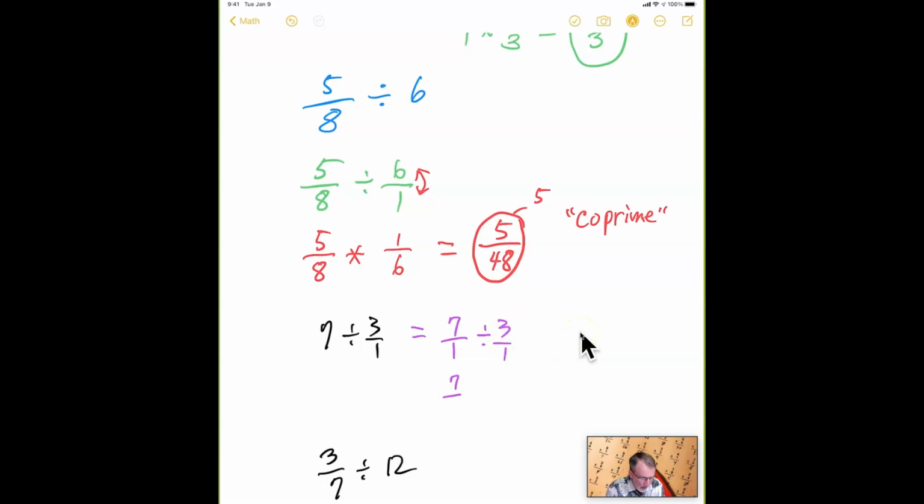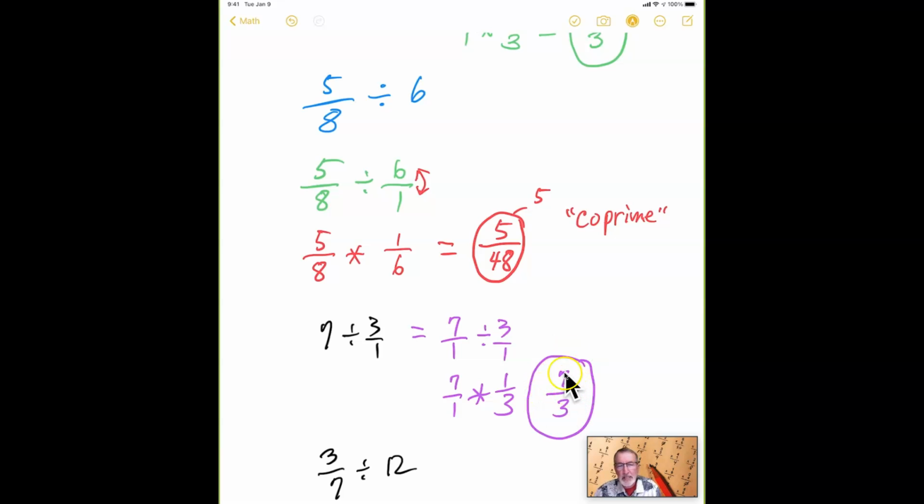So 7 over 1 is the same. We go to multiplication and then we write the divisor. The second fraction gets written as its inverse, so upside down. And now we just treat it like a regular multiplication problem. 7 times 1 is 7, and 1 times 3 is 3. And because they want us to reduce the answers but not turn them into a mixed number, we'll just use this improper fraction. So this is the answer.